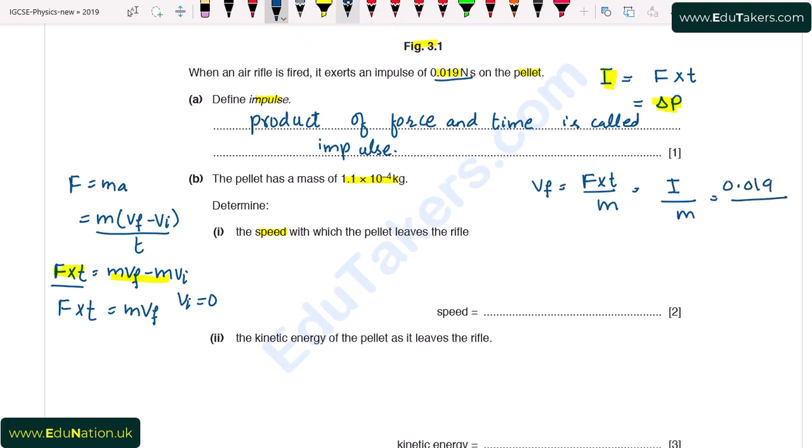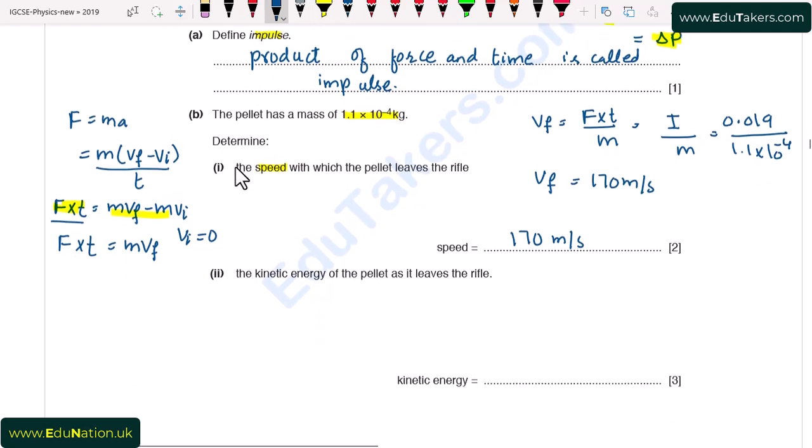So the value of impulse is given, that is 0.019. 0.019 divided by mass, which is 1.1 into 10 to the power minus 4 kg. So the final velocity comes to be 170 meter per second. The unit of this speed is meter per second. So it will be 170 meter per second.